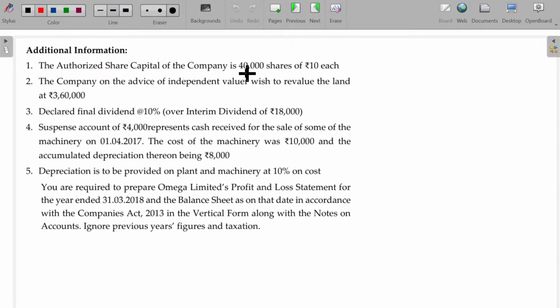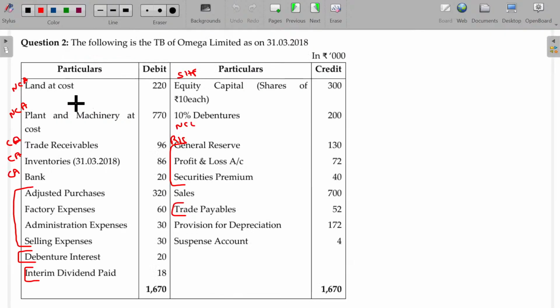Authorized share capital of the company is 40,000 shares of rupees 10 each. The company, on the advice of an independent valuer, wishes to revalue the land at 3,60,000. What is the current value? 220. They want to revalue at 360. That's an appreciation of 140.